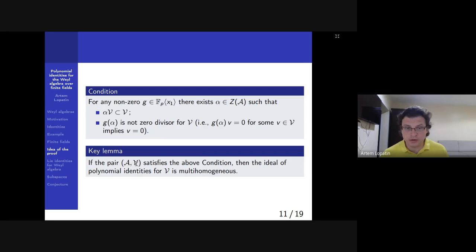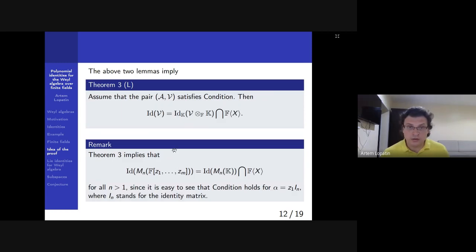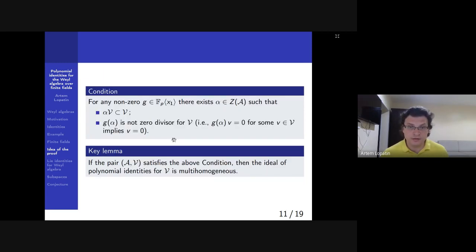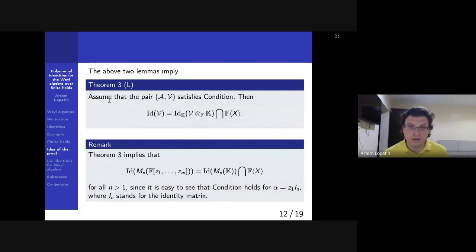So we have this pair, an algebra and a vector space, and this pair satisfies the above condition. Then any polynomial identity for V is multi-homogeneous. And then these two lemmas, this key lemma and the folklore lemma, put together immediately imply that if the pair A and V satisfies the condition, then we have this equality. So essentially, it shows that in this case, the identities of the vector space V can be somehow obtained from the identities of V considered over an infinite field, roughly speaking.